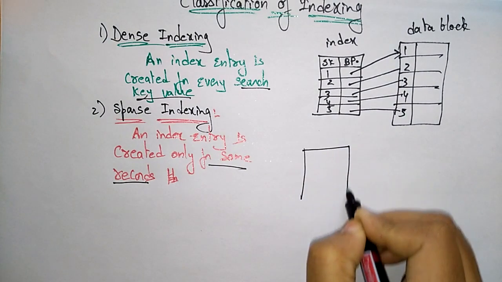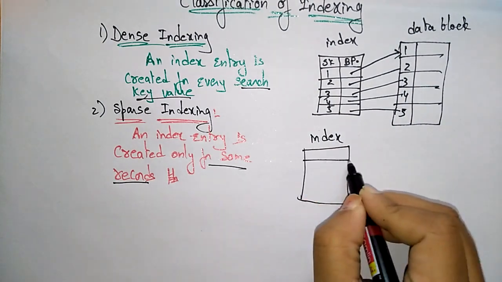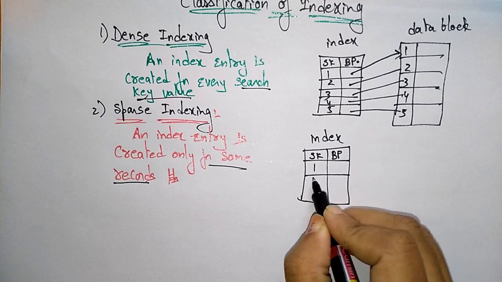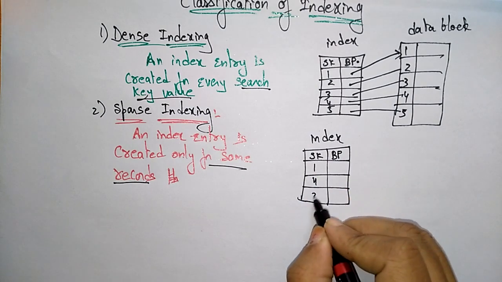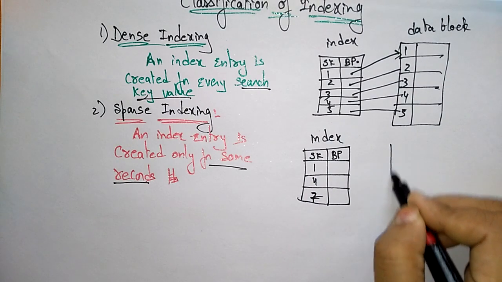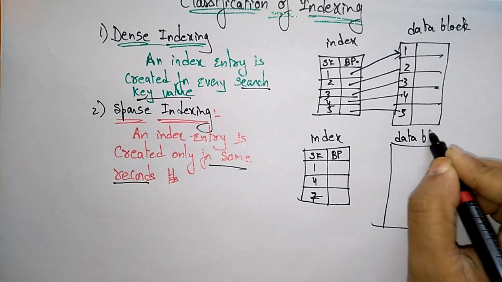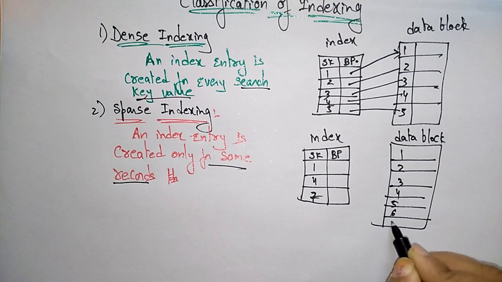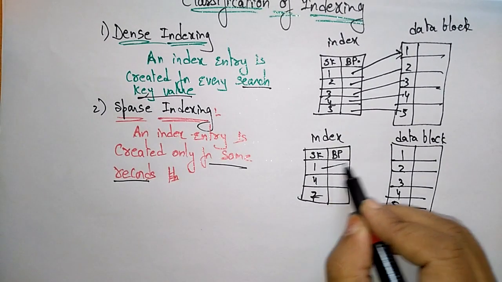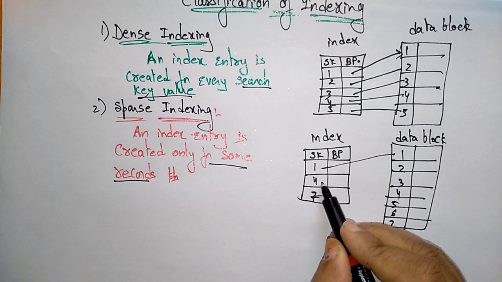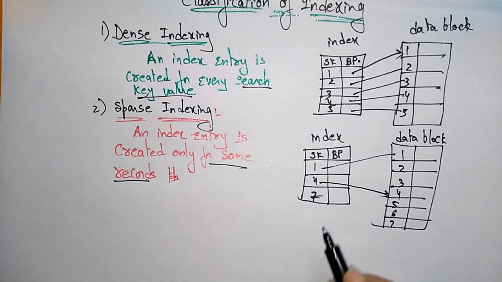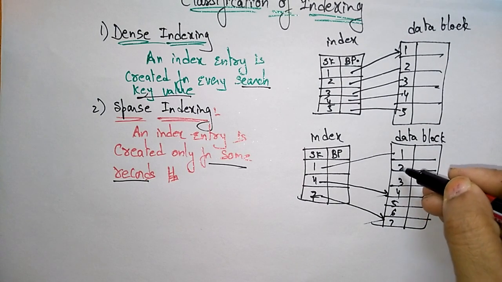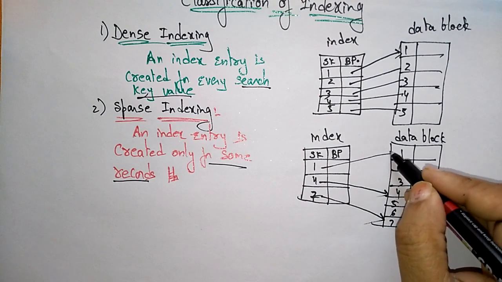Now coming to the sparse index. This is the index structure. Here you have the search key and the block pointer. Suppose you want to search 1, 4, 7, and here you have the data block: 2, 3, 4, 5, 6, 7. After 1, instead of going to 2, with the help of the search key 4 it directly goes to the 4th block. Instead of going to 5, it directly goes to 7, meaning it is not searching each and every key in the data block. So this is the sparse index.